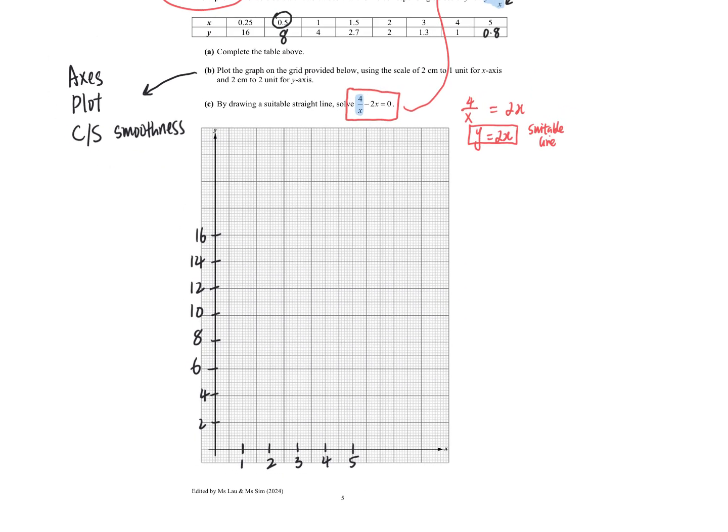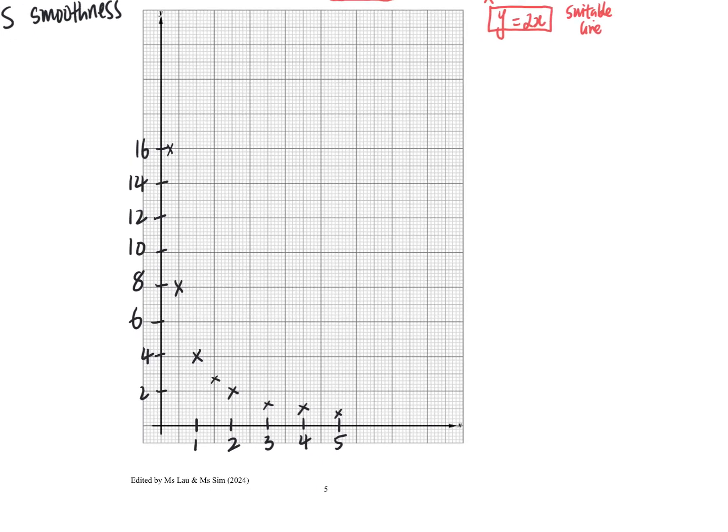Okay, so you plot out the points. 0.25 to 16, so probably here. Okay, 0.5 to 8. Okay, and then 1 to 4. 1.5 to 2.7. So here. Okay, and then we have 2, 2. 3 and 1.3. 4 and 1. 5 and 0.8. So you plot it to the best of your ability and then pass your curve through the points.